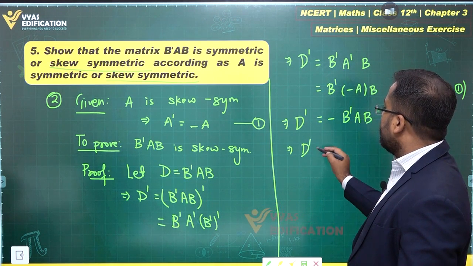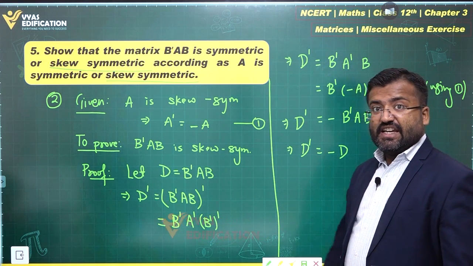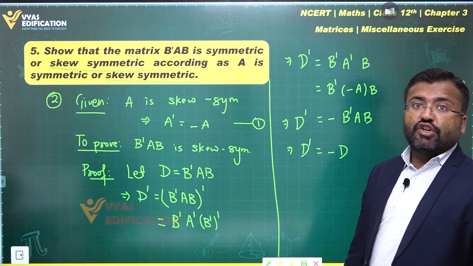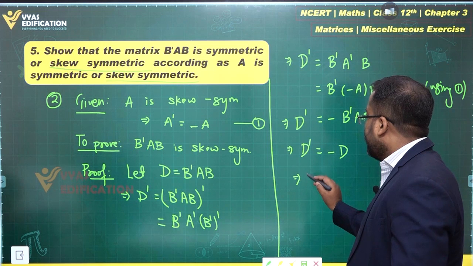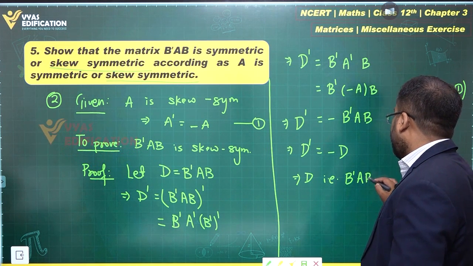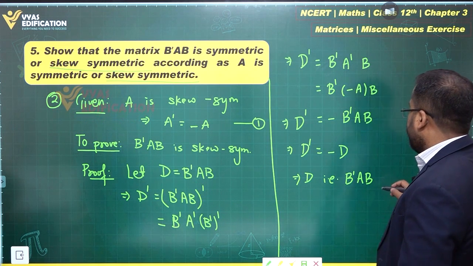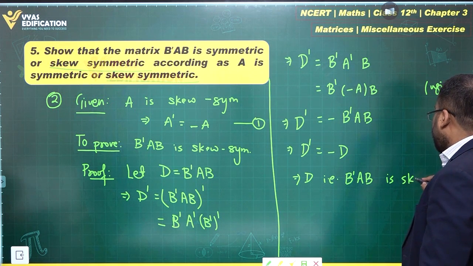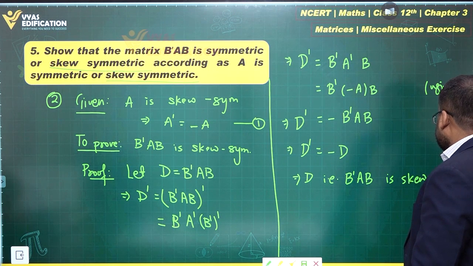So this gives me D transpose is equal to minus D. For this matrix D, D transpose is equal to minus D implies D is skew symmetric. D, that is this matrix B transpose AB, is skew symmetric.